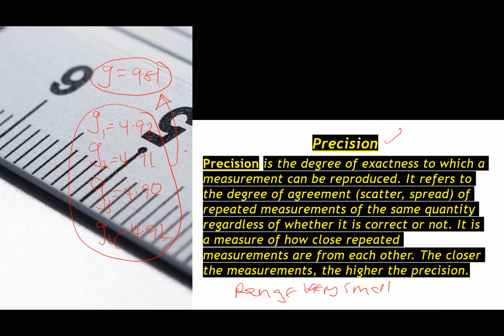Sometimes they may not spread around the true value, but they will be close to each other. So we can see that the precision is bad if the range is very wide. That is precision. The degree to which measured values are close to each other is what we are going to call precision.